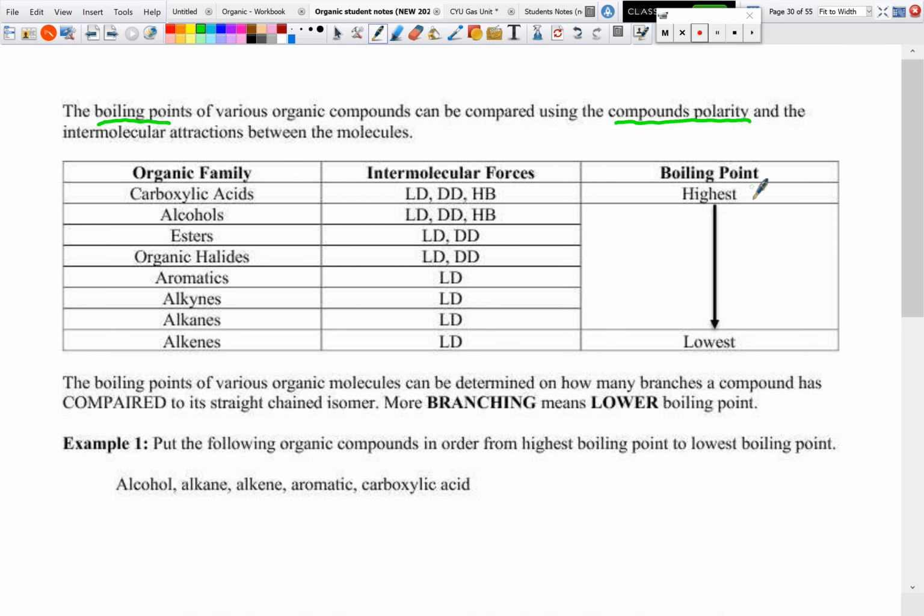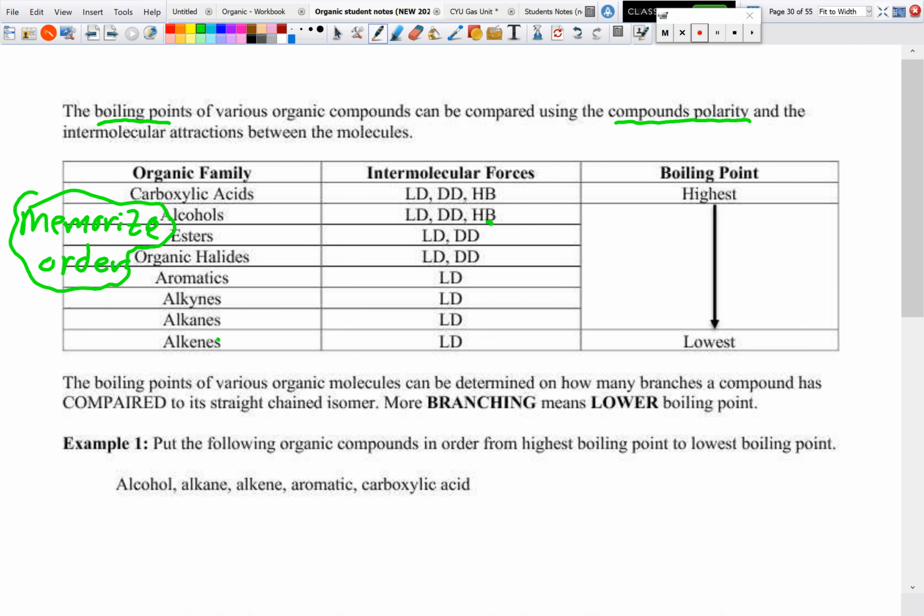Going down, our next one is alcohols. It has a hydroxyl functional group, so it has hydrogen bonding, but since it's only 1 functional group, it's a little lower than carboxylic acids. Then next in line we have esters and organic halides because these are polar: esters because of the ester functional group, organic halides because of the halogens. The ester functional group is a little more polar than the halogens, so esters are going to be up top here. And then of course we have our aromatics, alkynes, alkanes, and alkenes. So you do have to memorize the order that these occur in.